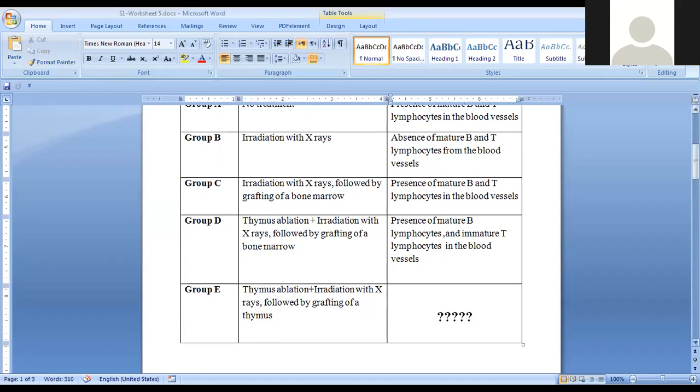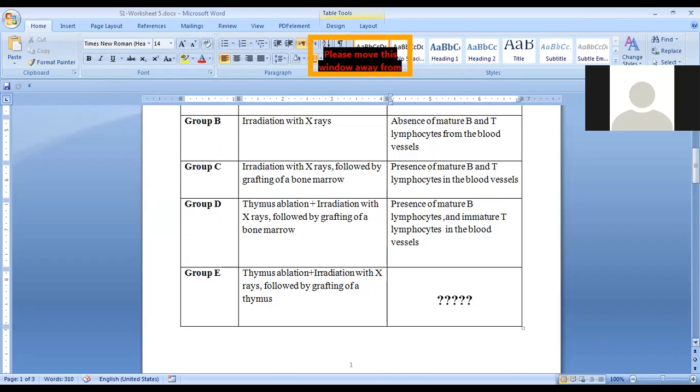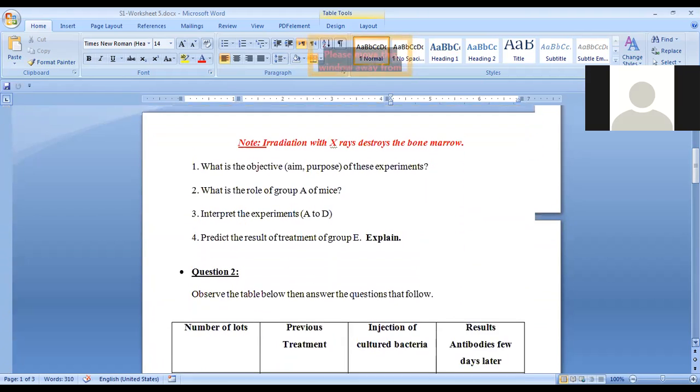Group E, we have thymus ablation plus irradiation by X-ray. So there is no thymus, there is no bone marrow. Then we graft a thymus. So we have thymus. What do you think the result is? The result is the last part. Explain the result in group E. There is no bone marrow, and there is no production of B or T. No B, no T. Even though we have the thymus, we don't have the T lymphocytes. So there is absence of B and T lymphocytes. Okay, this is the first question.